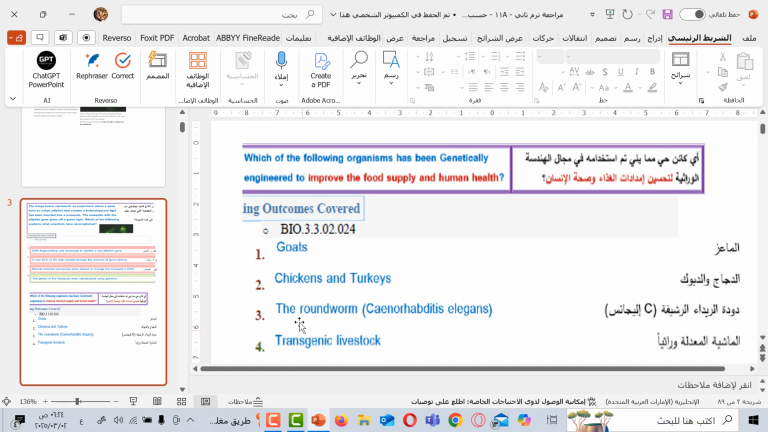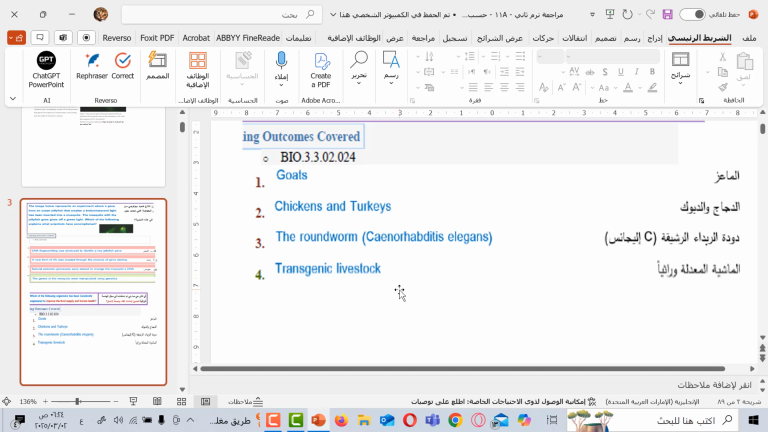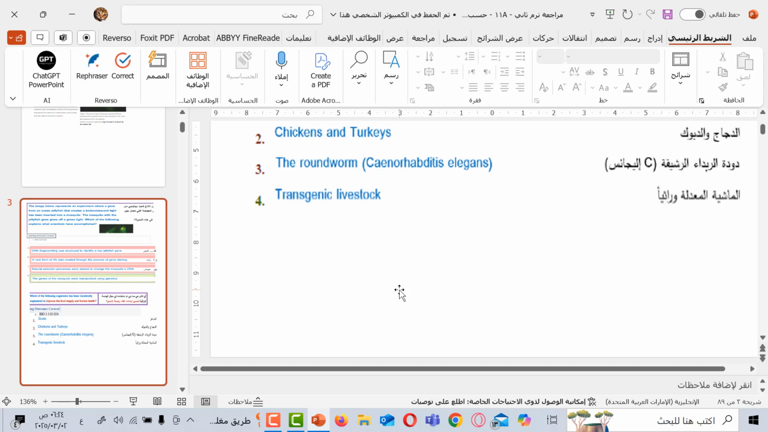The goats are normal goats. Chickens and turkeys are normal because he didn't tell us anything about them. And this organism is used in genetic engineering labs many times, so when he changes this and asks which organism is used more and more in labs, we will choose this one. Okay, let us go to the next.